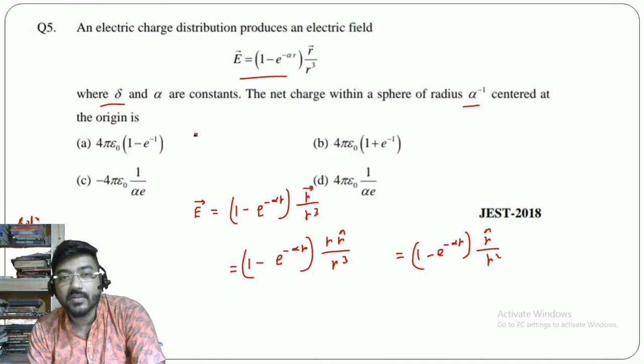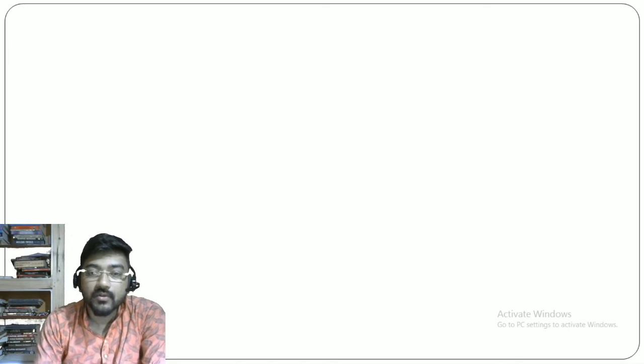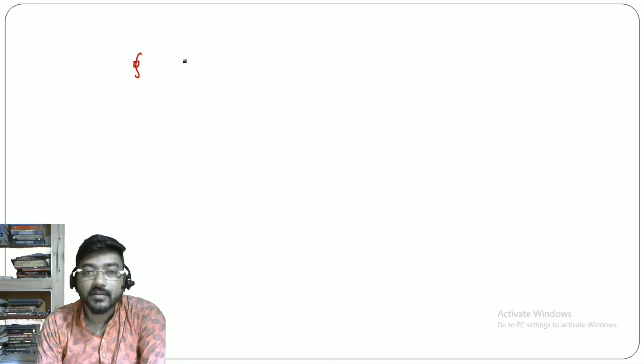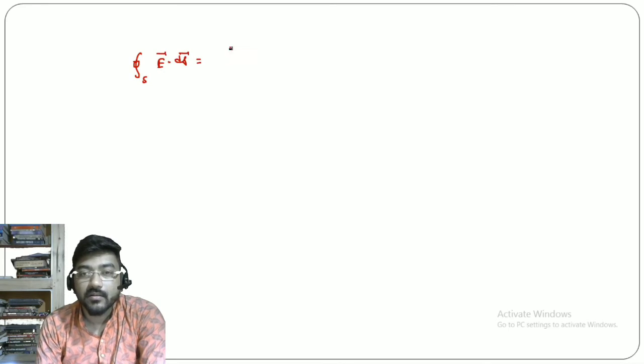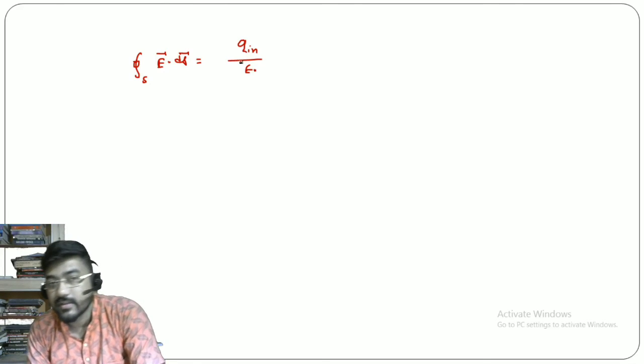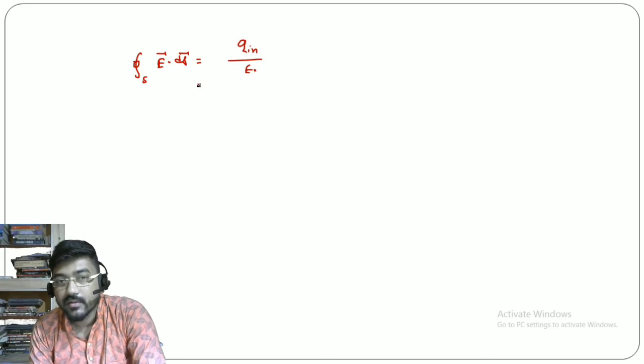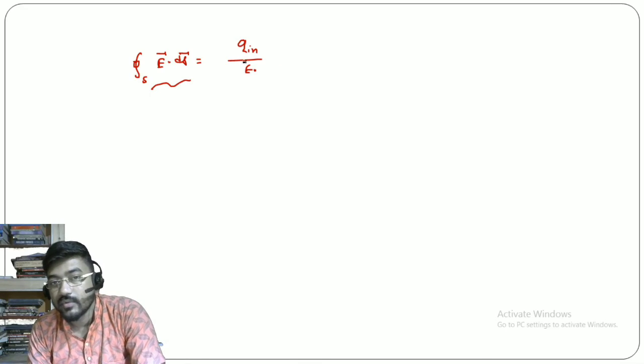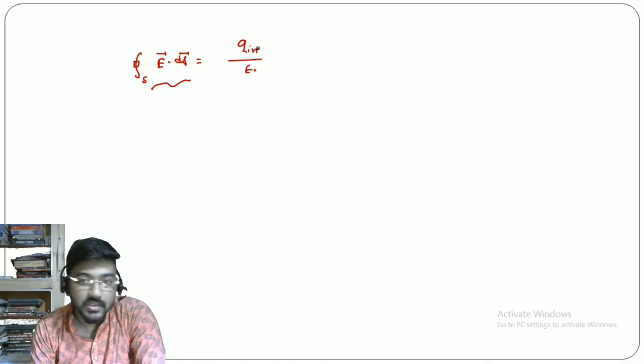So the electric charge distribution is given. What will be the net charge within the sphere? If you use Gauss law, what is Gauss law? According to Gauss law, the total electric flux, the closed surface integral of E dot ds, is nothing but Q inside divided by epsilon zero, the total charge within the sphere. If we are able to find this electric flux, then we can easily find Q inside.